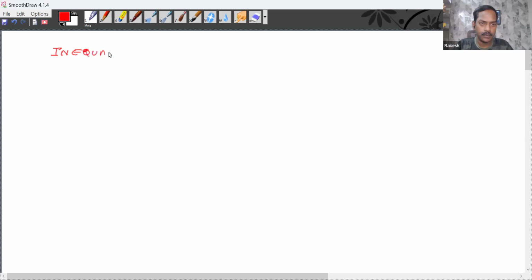We'll be taking the basics of that topic, and that topic is inequality. It's a very interesting topic and very important as well, right? So before we get into the mathematics part of inequality, let us try to understand what is the concept behind having a topic like inequalities within mathematics, right?